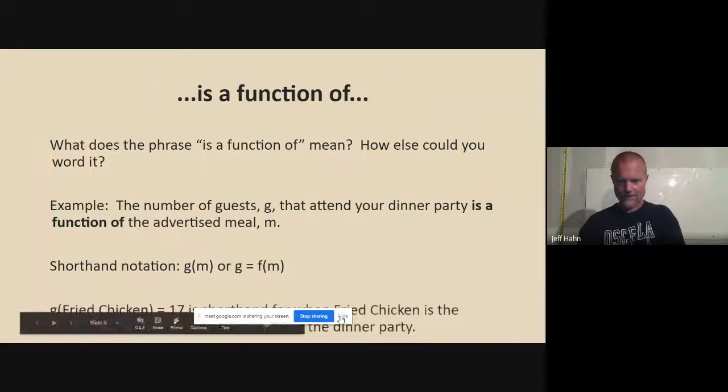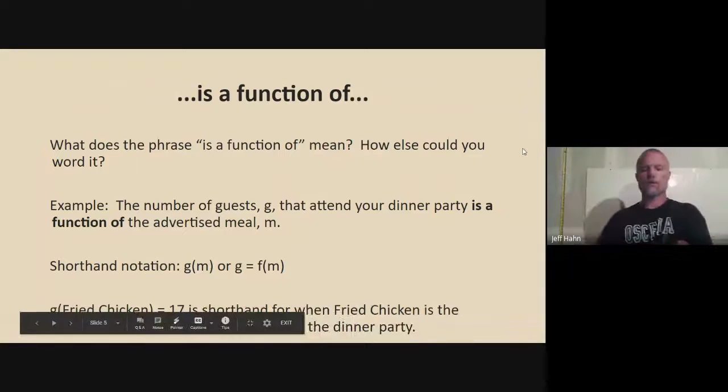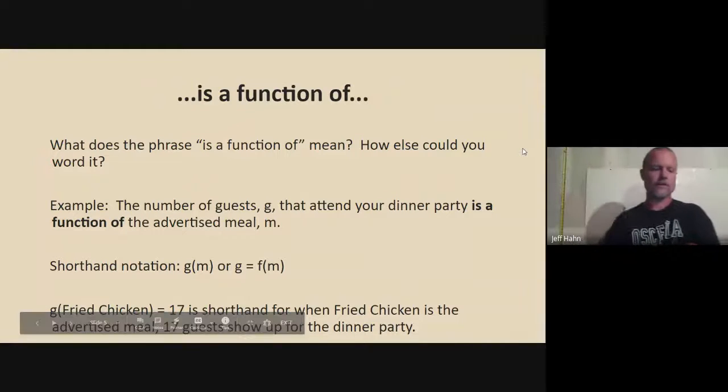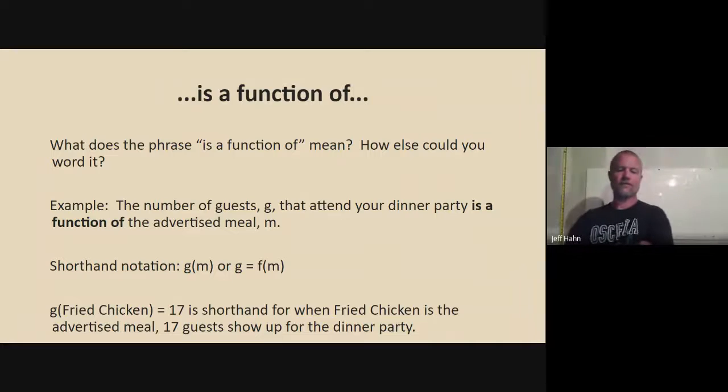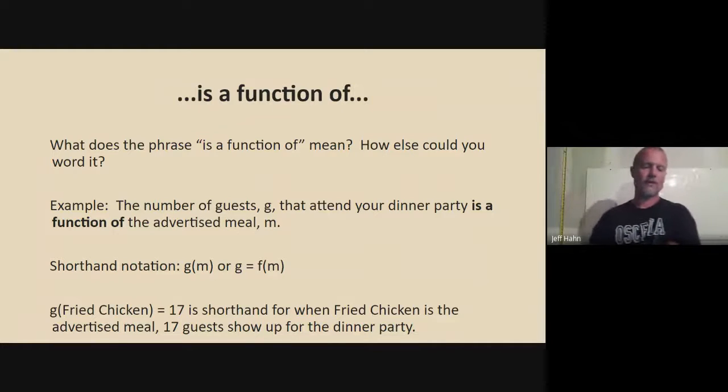Let me hide this piece here. So I just did an example here of an interpretation, G of fried chicken equals 17. That tells me that my input, my decision, was fried chicken, and my output is 17, which represents G. So it says when fried chicken is the advertised meal, 17 guests show up for the dinner party.